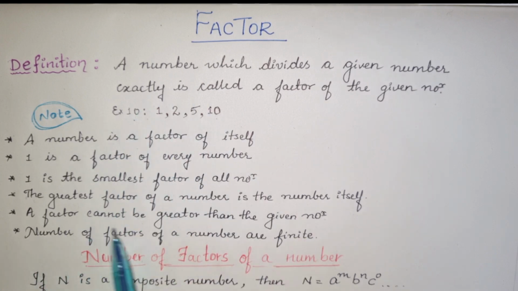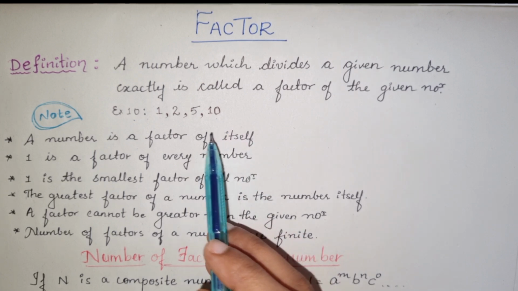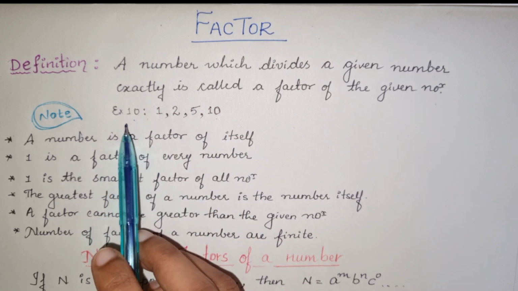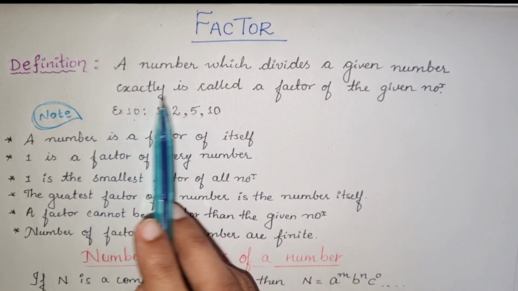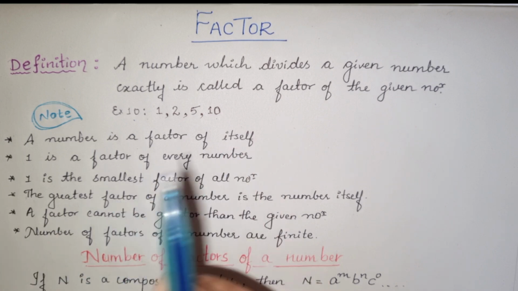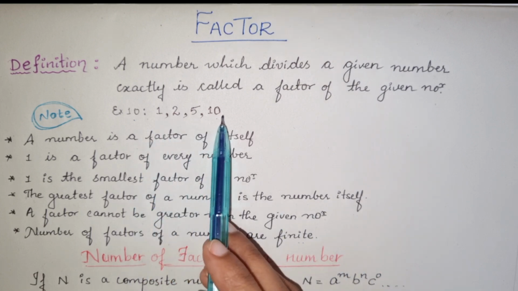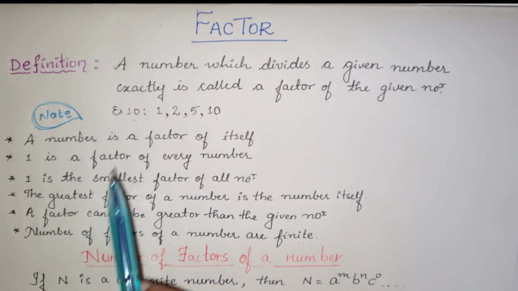A factor cannot be greater than the given number. So here you can see, is there any number greater than 10? No. So the greatest factor will be the number itself, and no other factor can exceed the given number. Last point is, the number of factors of a number is finite. Finite means countable. It cannot be infinite. So here see, 1, 2, 3, 4, these are countable numbers. So the factors of any number will always be finite.